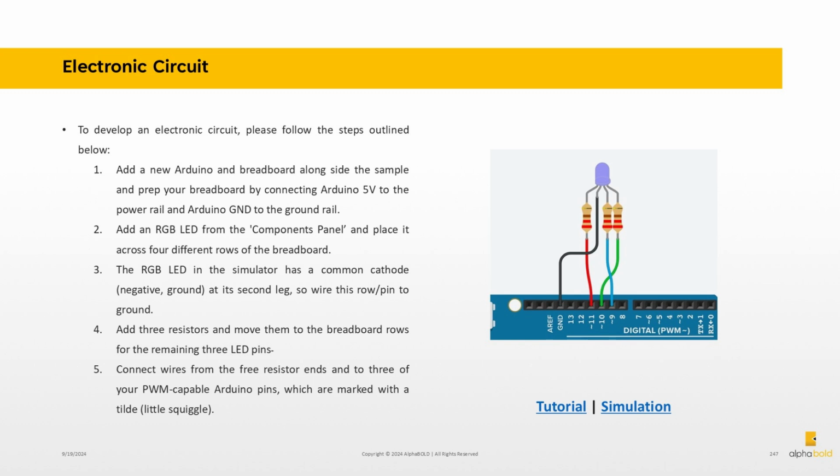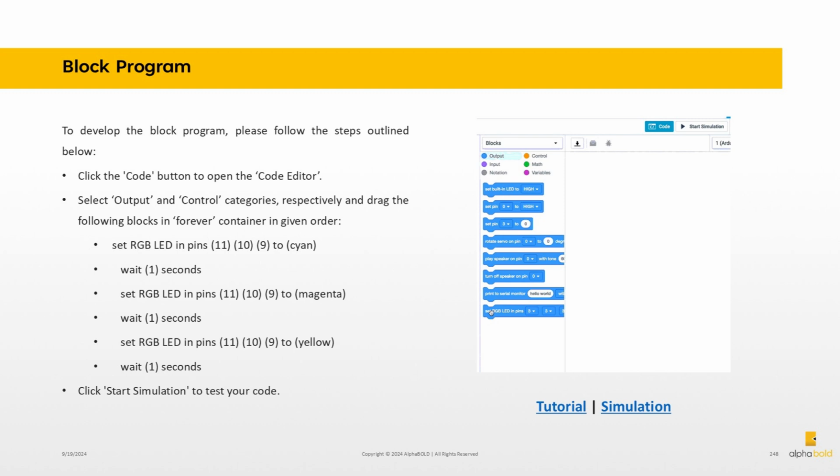The RGB LED has a common cathode, negative ground, at its second leg, so wire this row or pin to ground. Add 3 resistors and move them to the breadboard rows for the remaining 3 LED pins. Connect wires from the free resistor ends into 3 of your PWM-capable Arduino pins, which are marked with a tilde, a little squiggle. To develop the block program, please follow the steps outlined below.